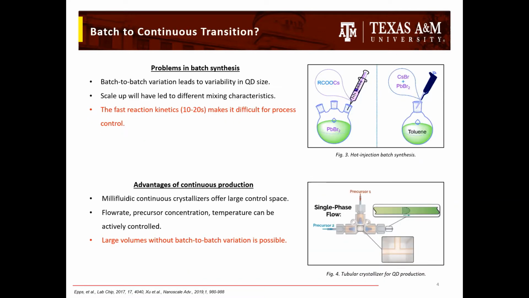Earlier, mostly in recent times, the work that has been done in this field is in the chemistry community and has been mostly restricted to batch or flask-based synthesis, which is a problem when you try to scale it up because of batch to batch variation. Scale up has issues when you're trying to do a batch scale up. And the kinetics of this process is very fast, 10 to 20 nanoseconds, which makes process control difficult once you do the batch process.